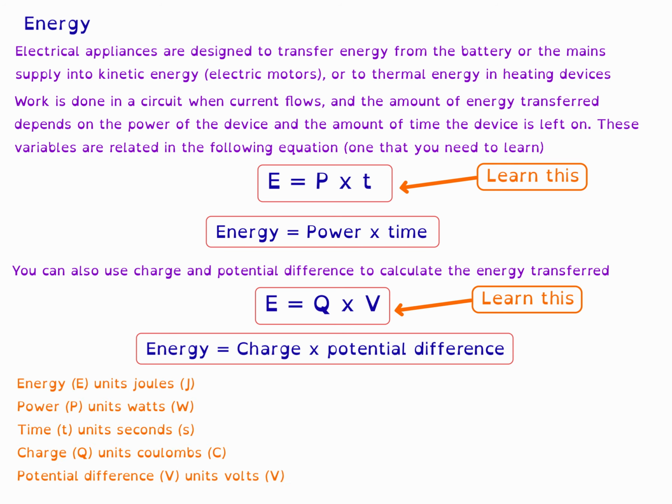Units wise, energy, E, units is joules, capital J. Power, P, the unit is the watt, capital W. Time, lowercase t is its symbol, and the unit is seconds, lowercase s. Charge, its symbol is capital Q, and the unit is the coulomb, capital C. Potential difference, symbol V, has the unit of the volt, capital V.